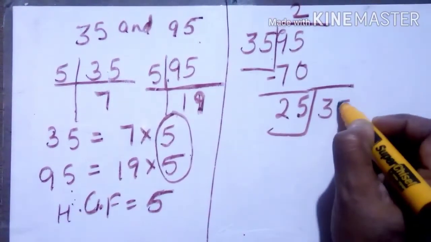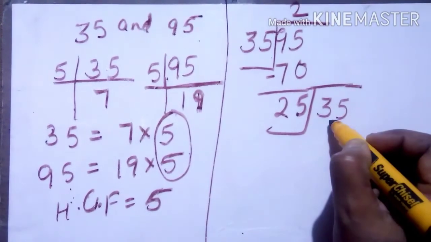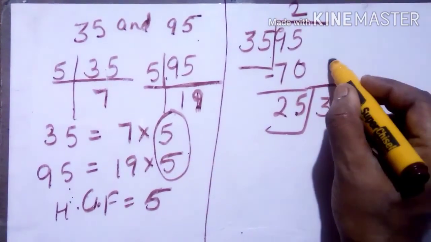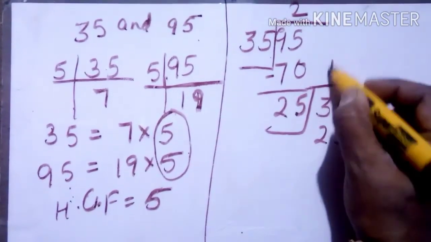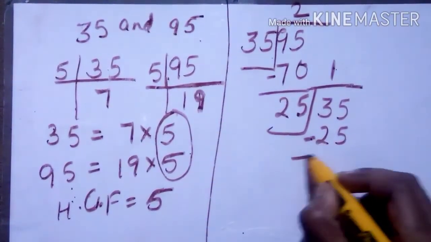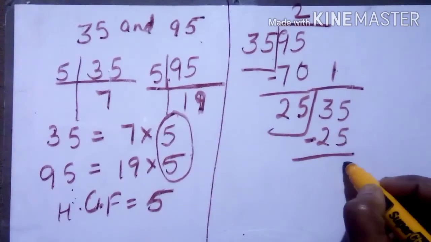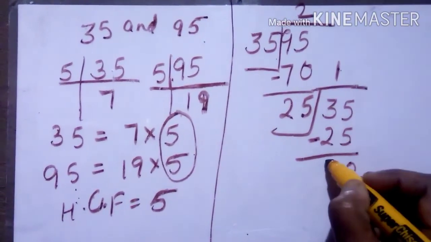So write here 35. Now how many times 35? It won't go. You have to write 25, 1 times 25. Now subtract. You get 5 minus 5 is 0, 3 minus 2 is 1.